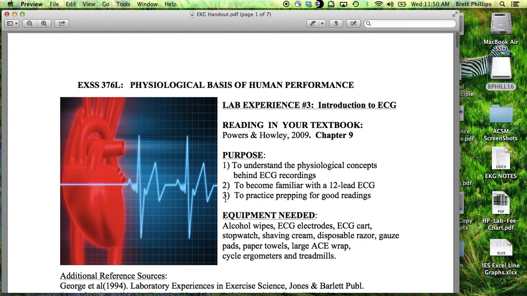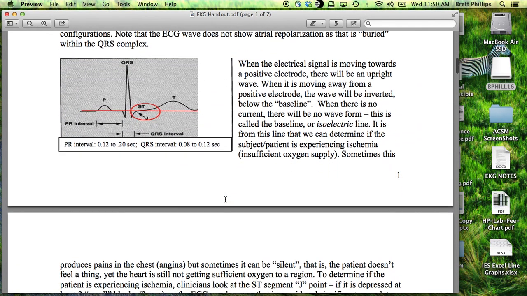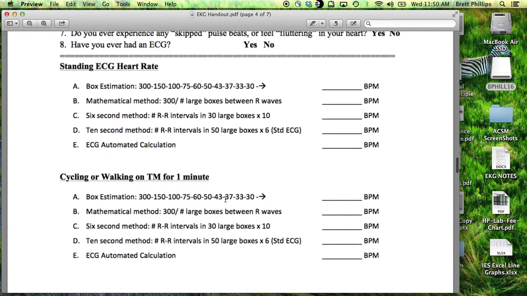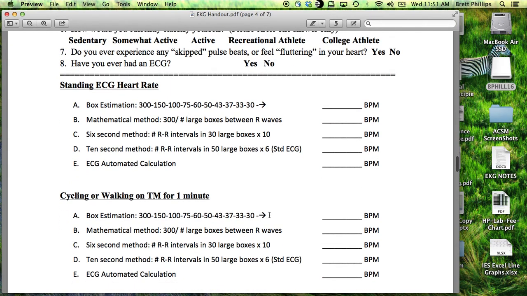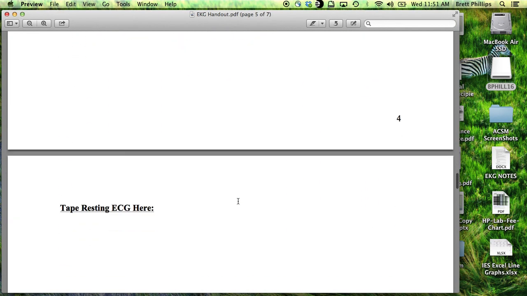All right. So, for your lab report, you do not need a calculations section, so don't worry about that. You do need your data collection. This data collection, right? Fill it out. Don't make a new one. Make this one. You need all of these heart rates, all of these beats per minute. The box estimation, I think we went over that. If not, jump online and find it. It's a very simple calculation using the numbers 300, 150, 175. It's just an estimation of heart rate. So find that. Mark out the cycling or walking on a treadmill for 1 minute because we didn't do that.